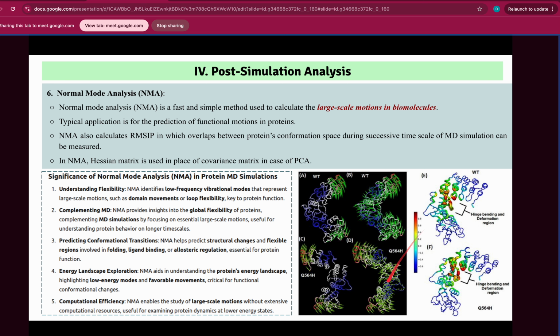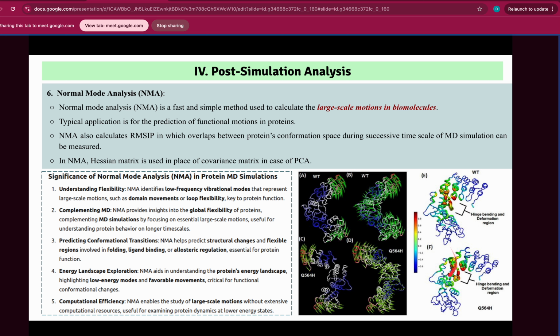After performing the NMA analysis in this paper, they were able to identify the wild type, and this is when there is a mutant at the 564 position. So glutamine, that is Q, is replaced with histidine, that is H. As we know, histidine is positively charged, so if you replace Q with H, then it will bring about a change in the conformation. A global change is brought about by this change. So this is the wild type structure, and this one is the mutant structure.